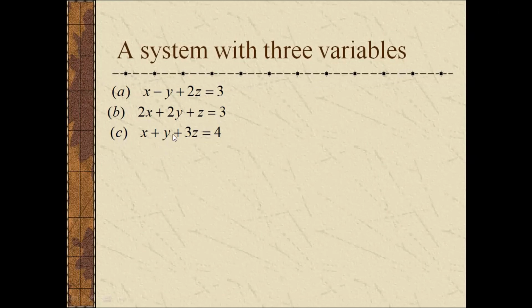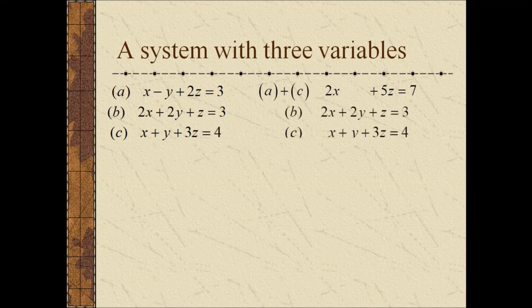Well, the first thing I notice in this problem is that I have a positive y in equation C and I have a negative y in equation A. That means if I add equation A and equation C, I should be able to eliminate the y's. And that's what I'll do. Equation A plus equation C gives us 2x plus 5z equals 7. I'll make that my new first equation and leave the second and third equations like they were.